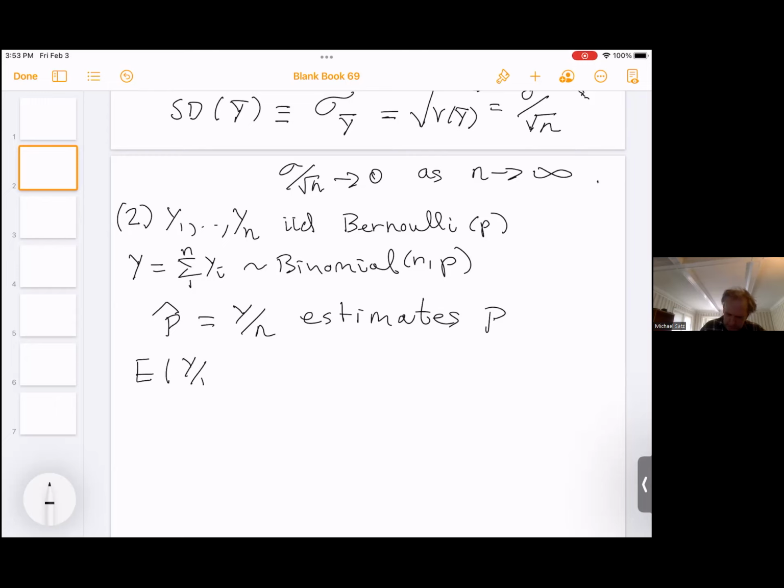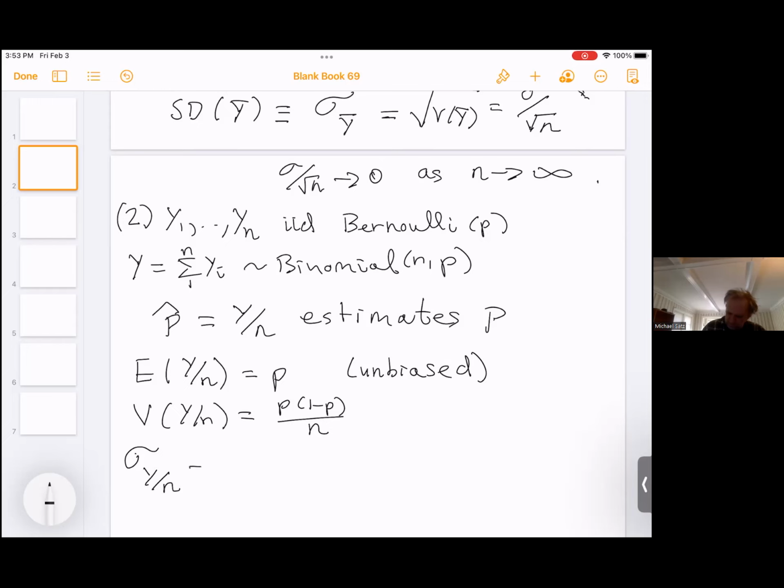So E of Y over N is just equal to p. So it's an unbiased estimator. And the variance of Y over N is just equal to p times 1 minus p over n. And if we use our notation from before, the standard deviation of Y over N is just the square root of the variance. So I can just say the square root of p times 1 minus p over n.